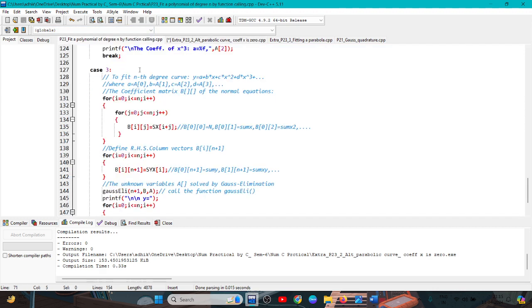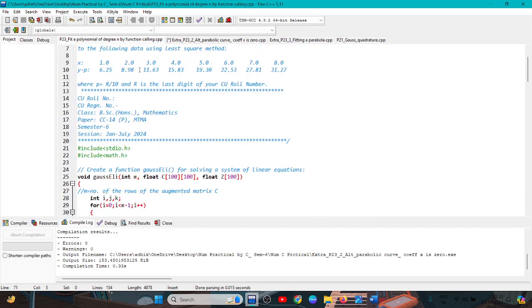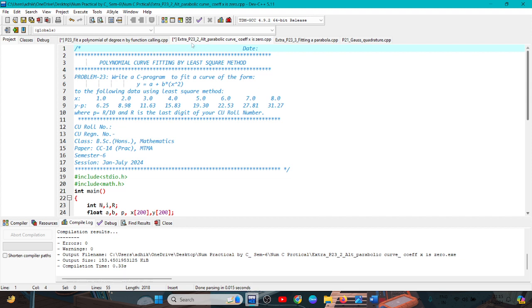This is the more generalized method, problem 23, and this is the extra problem 23.3, and all are given in the description box.